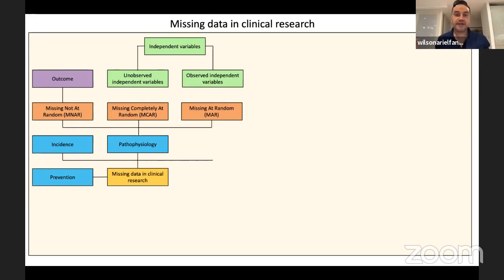This is simple. The observed independent variables are the variables that you decide to measure in your clinical trial. And the unobserved independent variables are those theoretical variables that you missed in your clinical trial. You didn't consider these variables really important to measure, but unfortunately they were important, and there's no way to retrieve those data because we have no data about those unobserved independent variables.